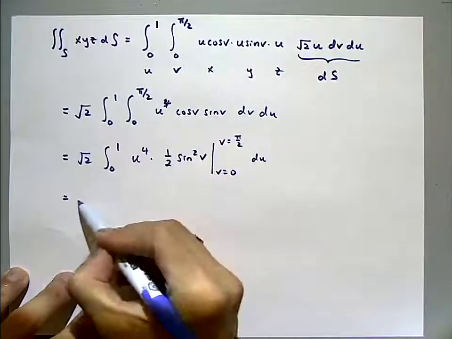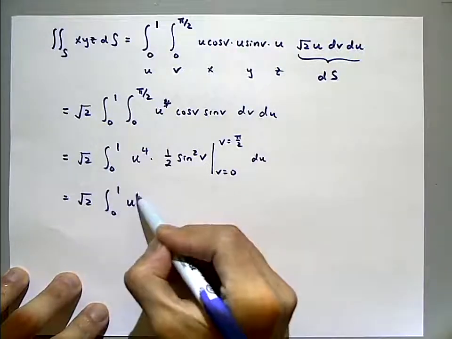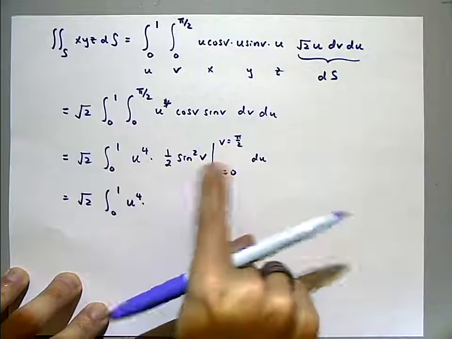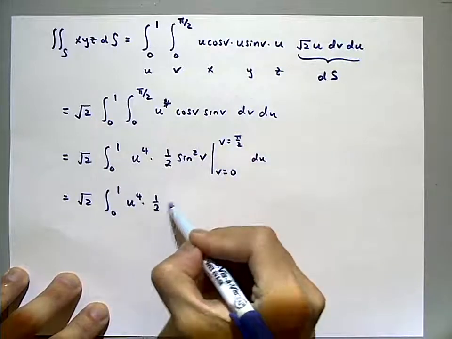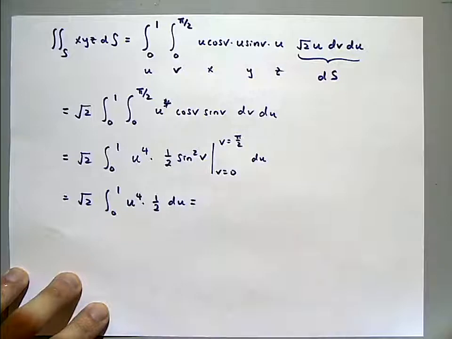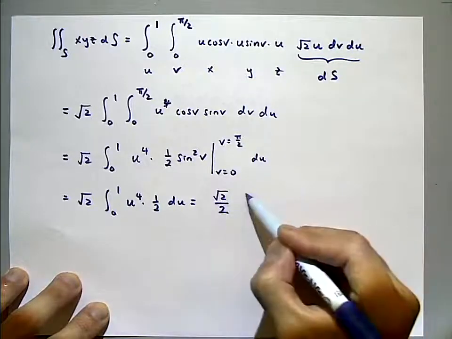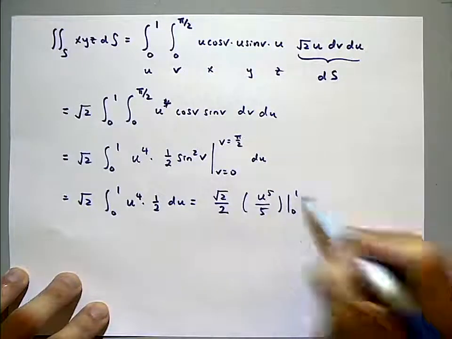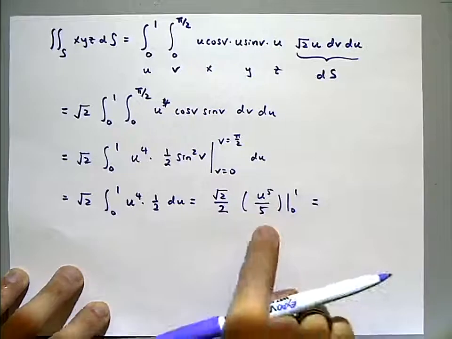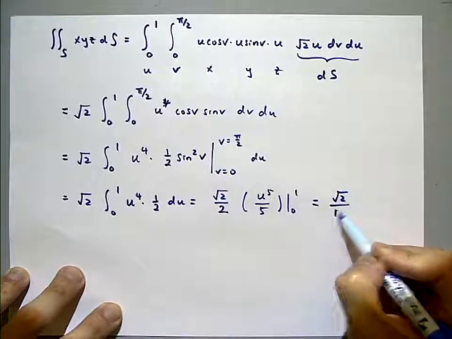All right, so the rest of this is really easy now. Sine at pi over 2 is 1, so that's really just a 1/2. So this becomes radical 2 over 2 times u to the 5th over 5, from 0 to 1. And of course, that's just 1 over 5, so you get radical 2 over 10.